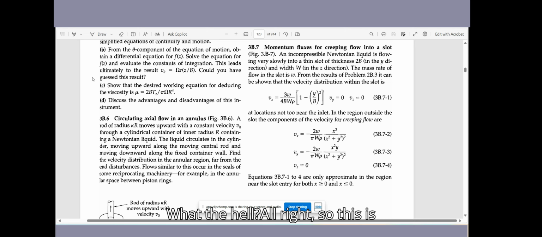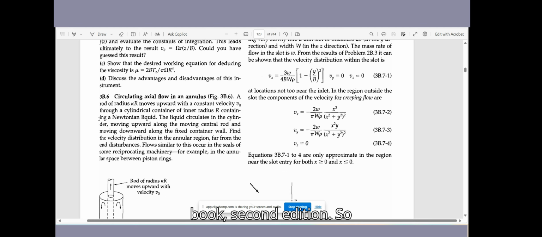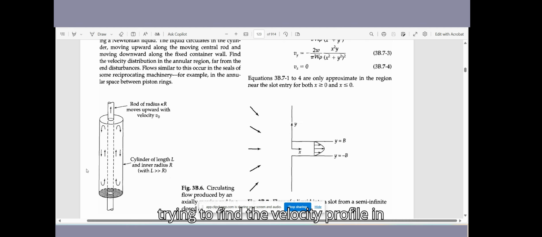All right, so this is problem 3B.6 in the Transport Phenomena book, second edition. It's circulating axial flow in an annulus. Basically, we're just trying to find the velocity profile in this annulus. The rod in the center is moving up, and this circular cylinder is just staying still.